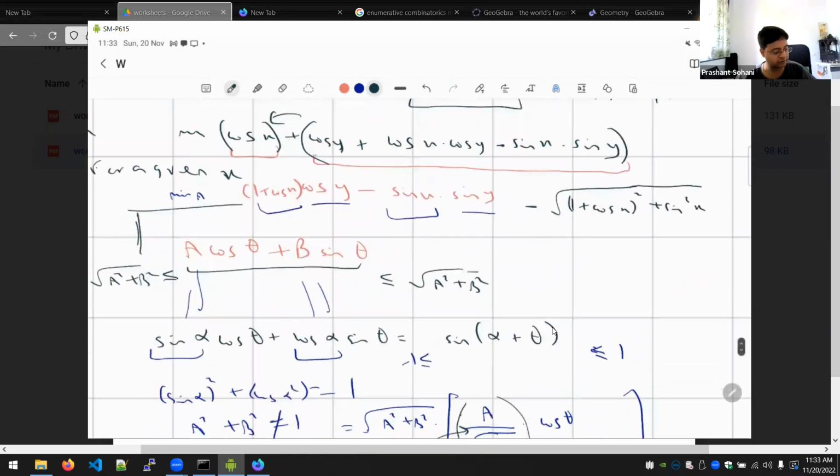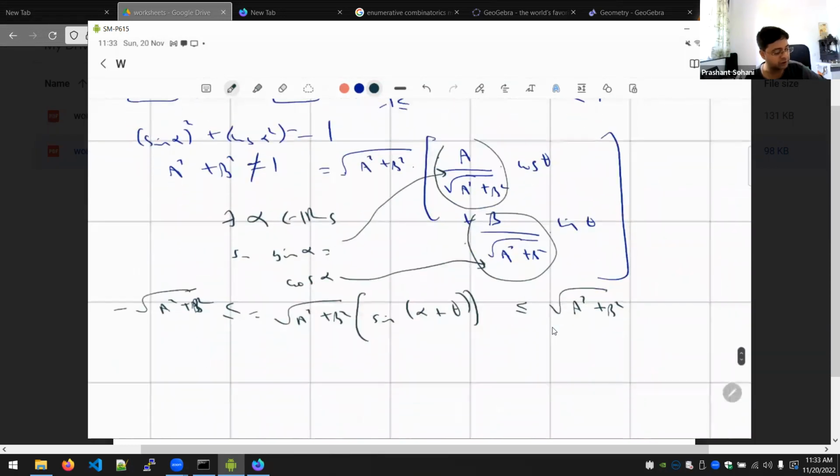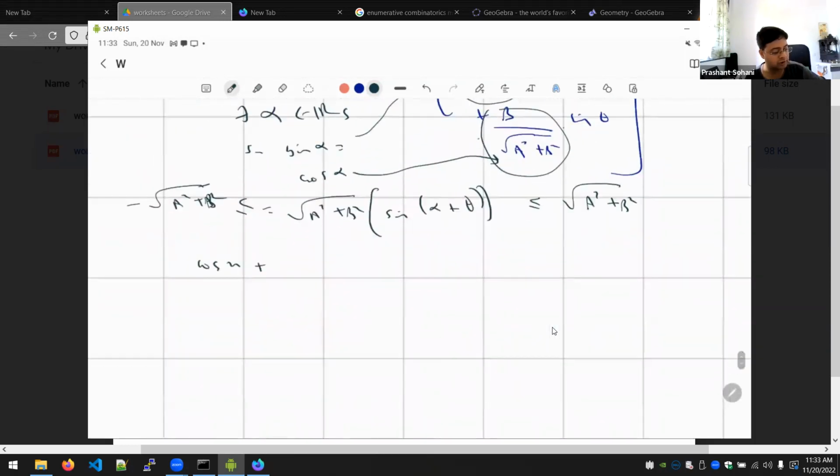So overall, now the question is, we want to minimize cos x, or rather minus, root of (1 plus cos x) whole square plus sin square. Right? And we want to find what is the value of x for which this value will be minimized. Okay. So at what x will this be minimized?